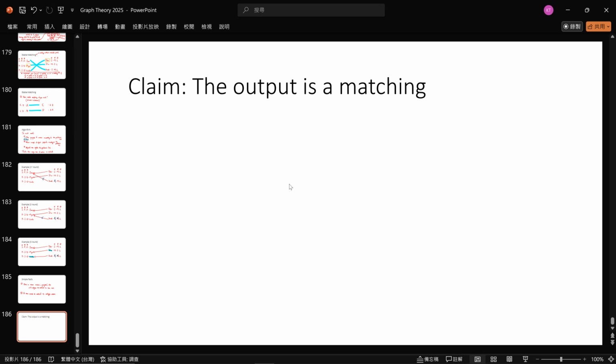Okay, so let's first show that the output, that is the matching when the algorithm terminates, must be a matching. For the output to be a matching, we have to satisfy two constraints. First, it's about fairness: every man is matched to at most one woman. And the second constraint is that every man should be matched to some woman. So two constraints.